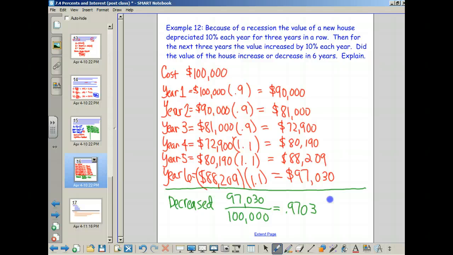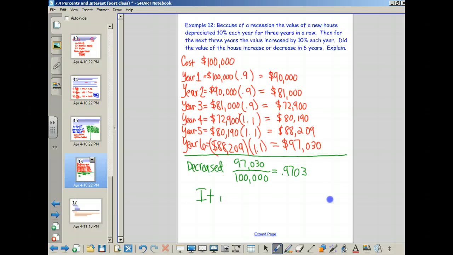So how much did the value of the house decrease? 3%, right? So it is worth, oh, that's my dollar amount, sorry. Mistake. It's worth 97% roughly of the original value. So it lost 3% of its value.